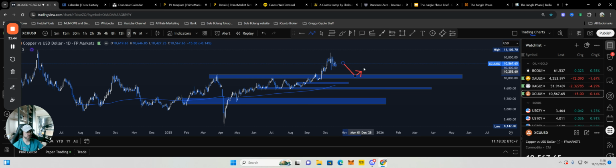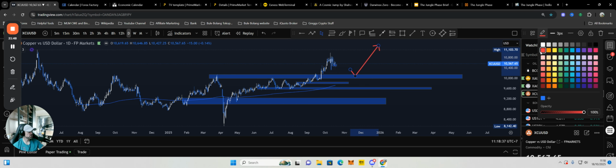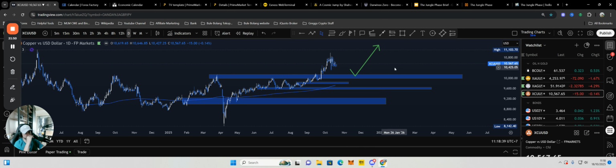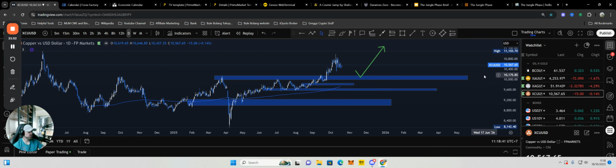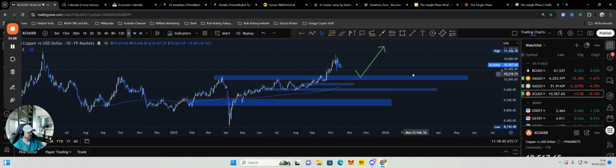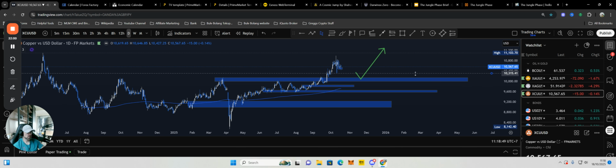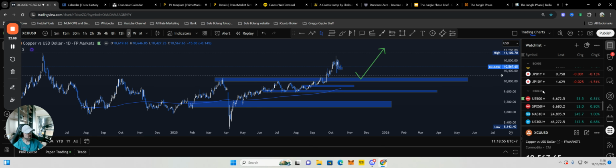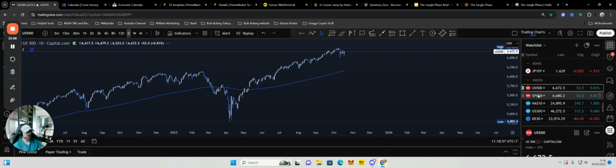Right, I'll change it to green. There we go. I'll put a little alert in there. I'm going to move it. There we go, put that alert about there. And that's it. I'm not going to look at bonds and stuff. Let's have a look at indices.